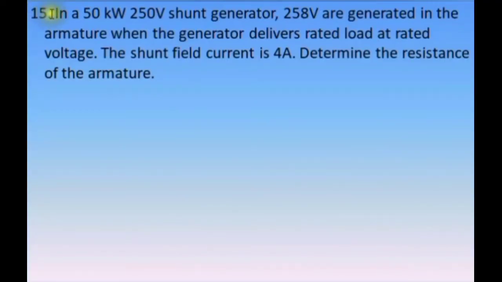Problem number 15. In a 50 kilowatts, 250 volts shunt generator, 258 volts are generated in the armature when the generator delivers rated load at rated voltage. The shunt field current is 4 amperes. Determine the resistance of the armature.